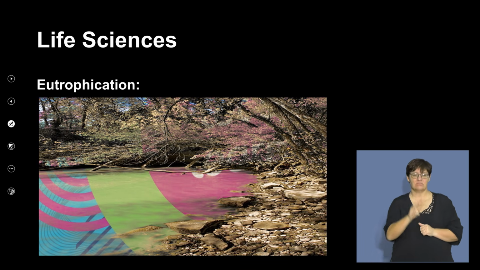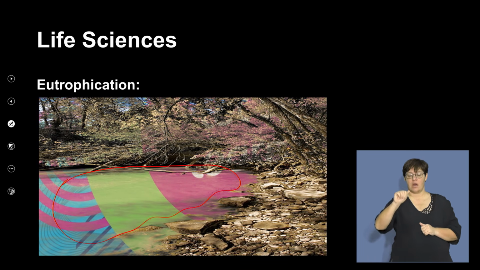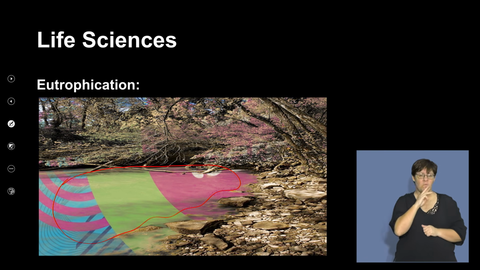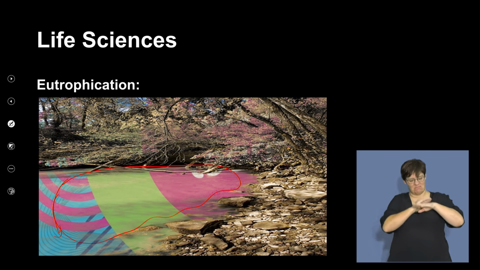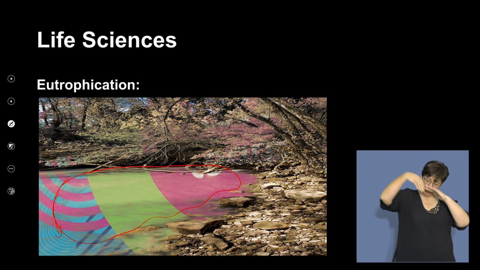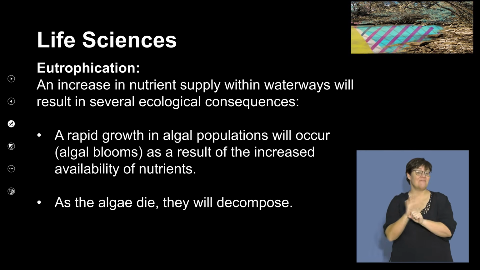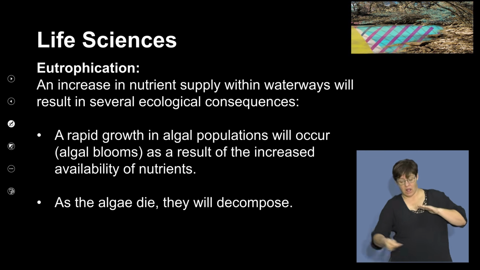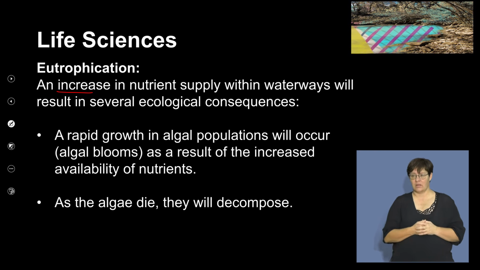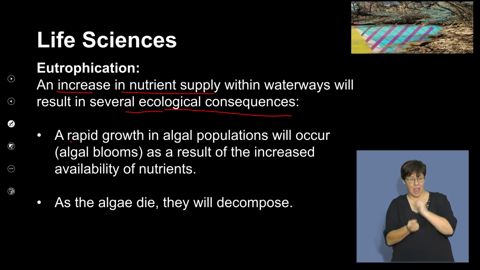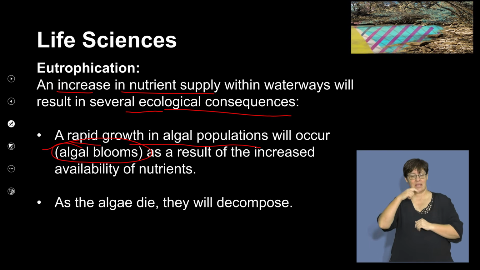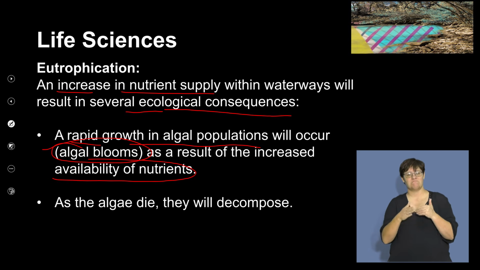So here's an image of an algal bloom, where the surface of this water body is covered with an elaborate blanket of algae. Below this, the ability of light to penetrate through is limited. And this in turn is going to affect the quality of organisms living in there. So eutrophication is an increase in the nutrient supply within the waterways, which will result in severe ecological consequences, one of which is a rapid growth of algal population, which we refer to as algal blooms, which in turn results in an increased availability of nutrients.